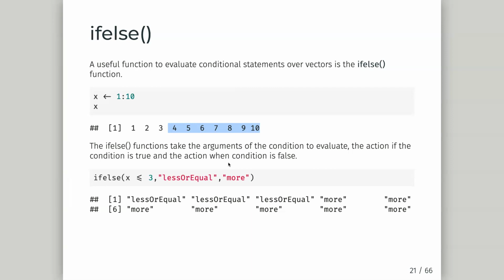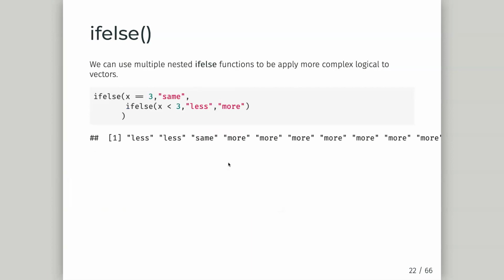But really, it's very useful for turning a vector like this numeric into something like this. And I use it a lot to actually create factors, because I can evaluate my numeric and then build categories from it. And you can make it kind of complex depending on whether or not you find it readable.